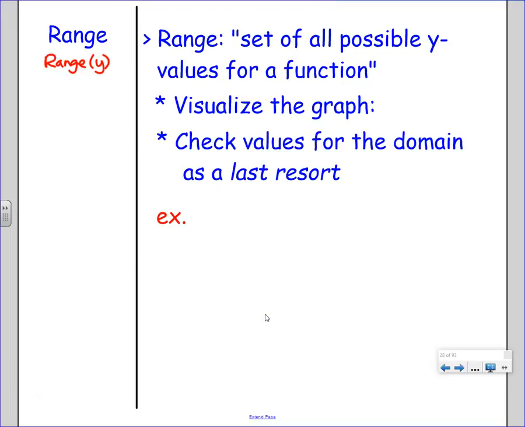Anyway, let's get to the best advice that I have for range, and I know this is a bummer, is to visualize the graph. The best advice. I'm actually just going to go ahead and write in the how low to how high.